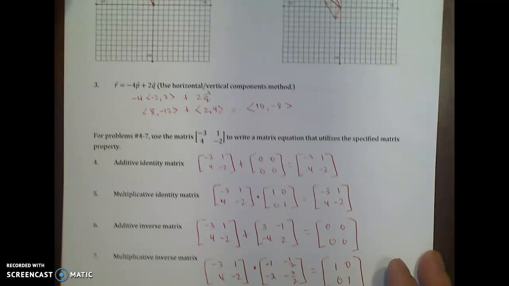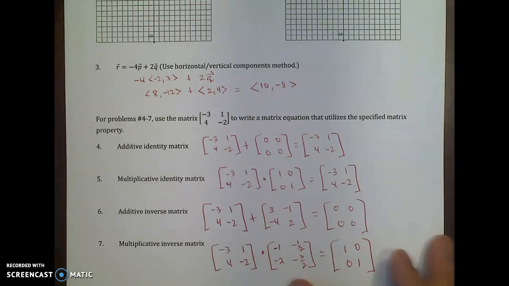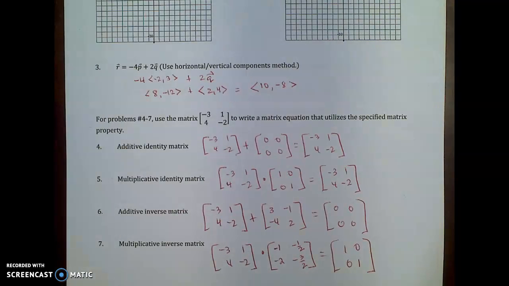Okay, so again, I'm just going to show the answers for 4 through 7. They should be pretty self-explanatory. Again, we're just using this vector to write examples of these different matrix properties.